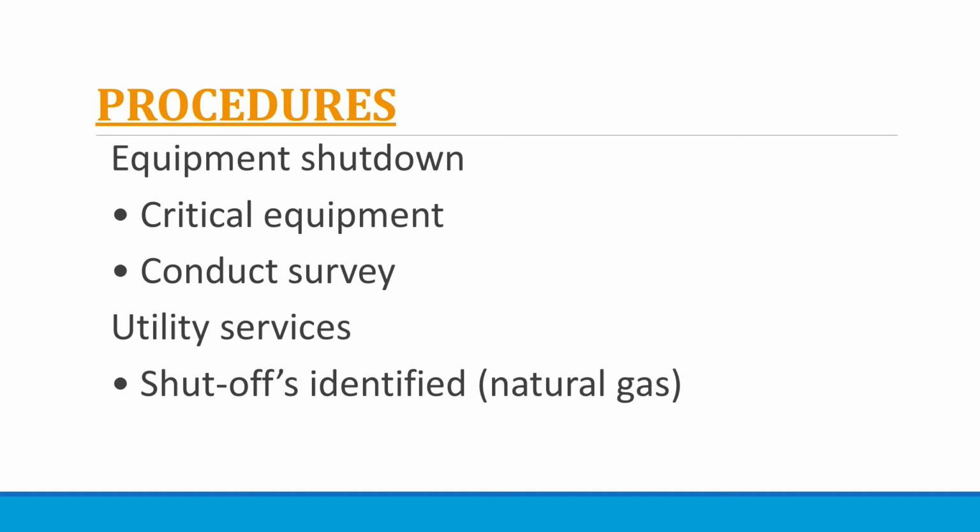That's important. Critical equipment that may need to be shut down, you've got to have a procedure for that. You need to conduct surveys. Make sure that any kind of potential utilities that can create additional hazards are shut off. An example of that might be natural gas and creating a fire type situation in the event of, say, an earthquake or a tornado. So we want to address those situations and make sure we have those covered.